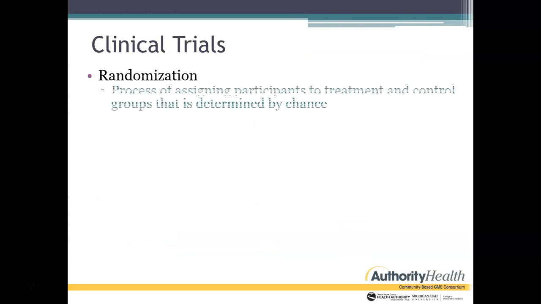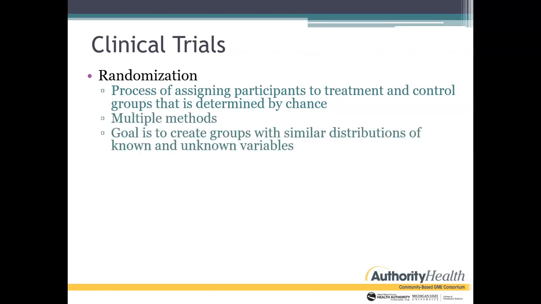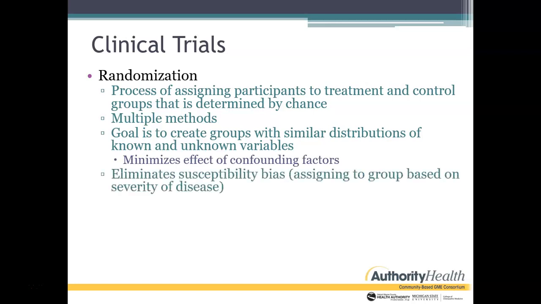Randomization is the process of assigning participants to treatment and control groups. It's determined by chance. There are multiple ways to randomize. I'm not really going to get into all of them, but the goal is to create groups with similar distributions of known and unknown variables. And this, of course, will minimize the effect of confounding factors. It also can eliminate susceptibility bias, which you guys remember is assigning to a group based on severity of disease. Blinding is the next topic.